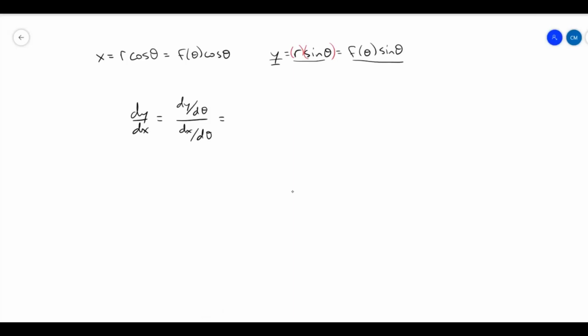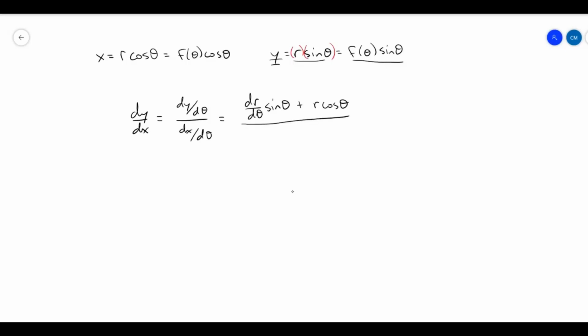The product rule says to take the derivative of the first function. But again, since r is a function of theta, its derivative has to be dr d theta. So derivative of the first function times the second, plus the first function times the derivative of the second. So there's the r cosine theta.